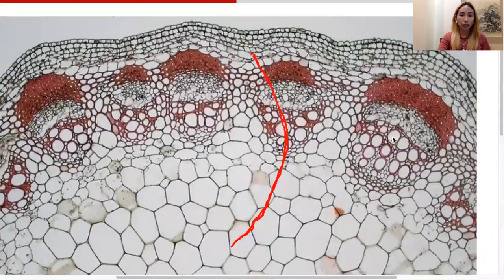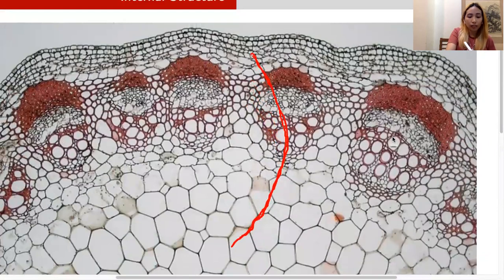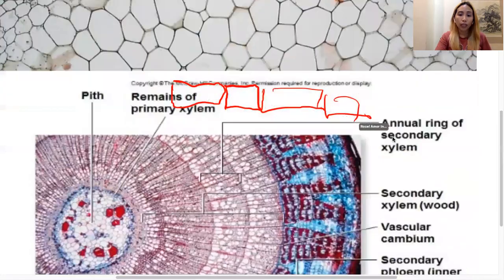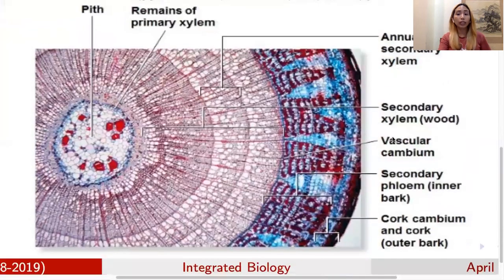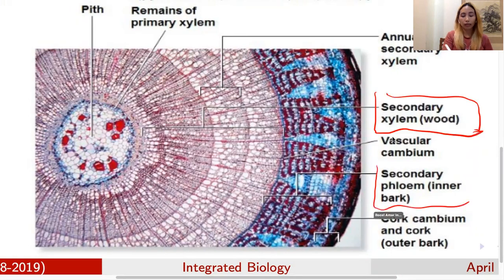Where did the vascular cambium come from? It came from the fascicular cambium plus the fused interfascicular cambium. It now formed this continuous layer of cambium, which we call the vascular cambium. Now, that vascular cambium will give rise to the secondary xylem and the secondary phloem.